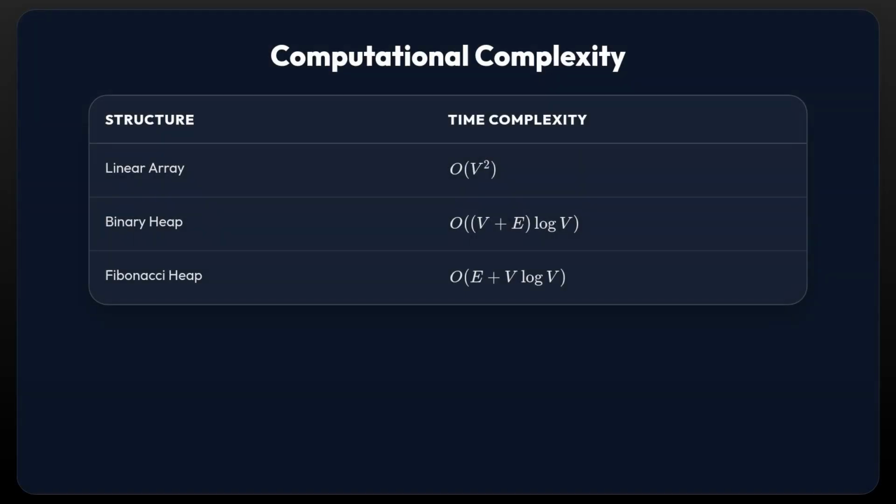The speed of Dijkstra depends entirely on how we implement the priority queue. If we use a simple array, it's slow, quadratic time. However, using a binary heap makes it extremely fast for sparse graphs, operating in logarithmic time. For the theoretical perfectionists, a Fibonacci heap offers the best bounds, though it is complex to implement.